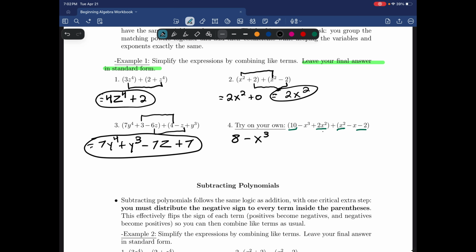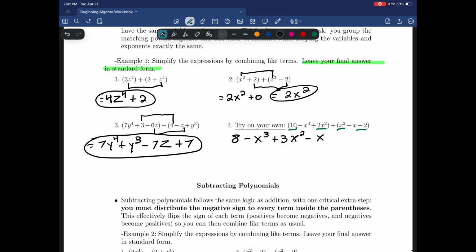And then we have a 2x squared and a x squared. And that ends up becoming 3x squared, my apologies, when we add them together. And then here, we can't forget about this -x, so I'm just gonna go ahead and bring that down here.